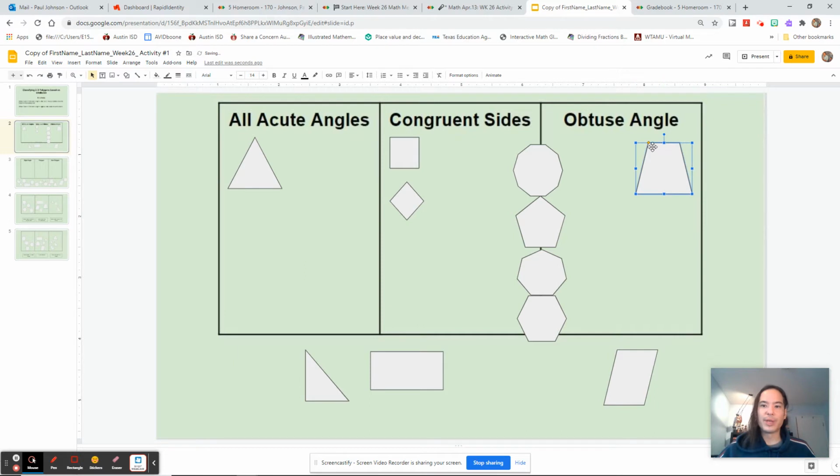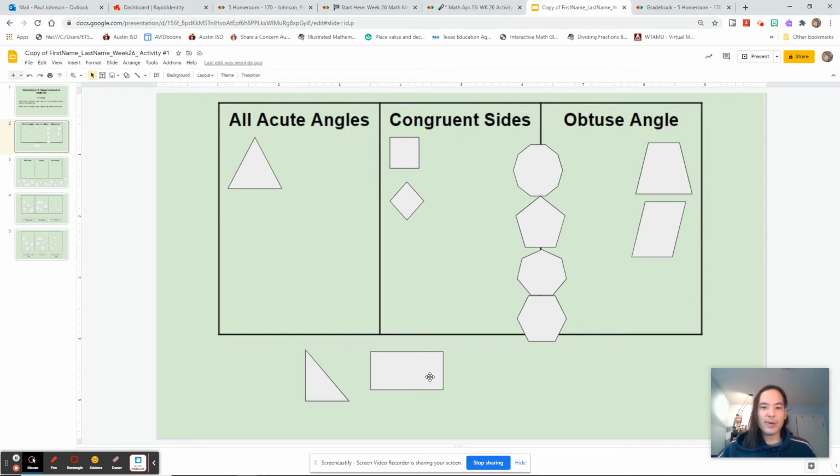This has two obtuse angles. Here's one of the obtuse angles, and here is one of the obtuse angles over here. All right, same thing with this one. This one has an obtuse angle in this corner and an obtuse angle in this corner. You can use the little arrow on your cursor to see that, but it also has an acute angle right there and an acute angle right there. So it's not all acute angles because we have two acute angles and two obtuse angles. So we'll just put this in obtuse angle.